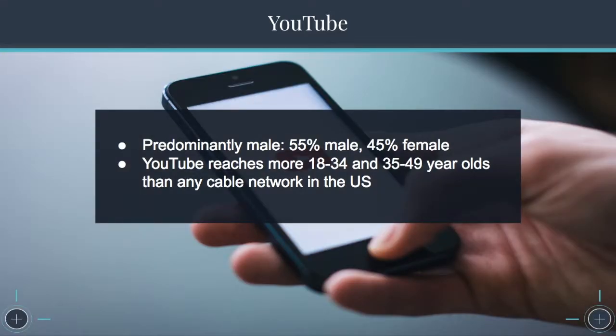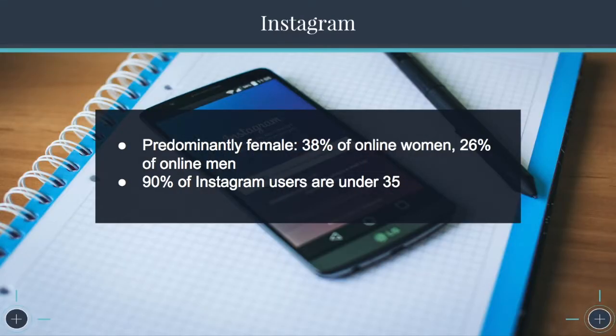Yeah, and if we take a look at YouTube, this one is also predominantly male, so 55% male compared to 45% female. But I think the really interesting takeaway from this, Griffin, is that YouTube reaches more 18 to 34 and 35 to 49-year-olds than any cable network in the US. So if you're trying to target those cord cutters, YouTube is the place where they're all living right now.